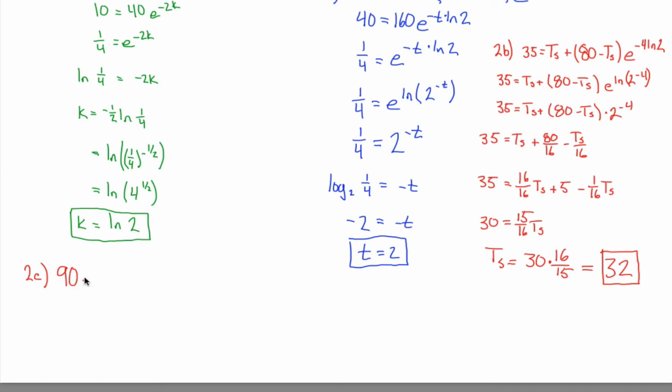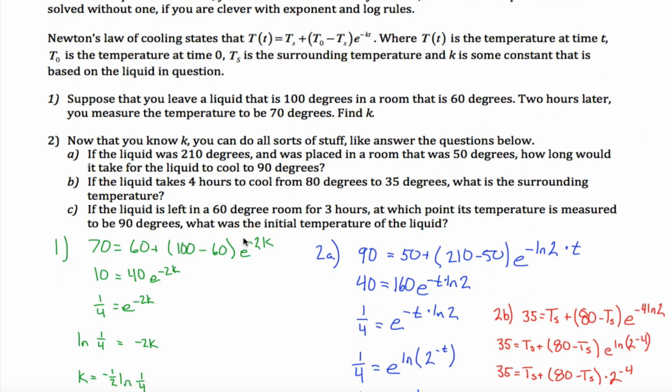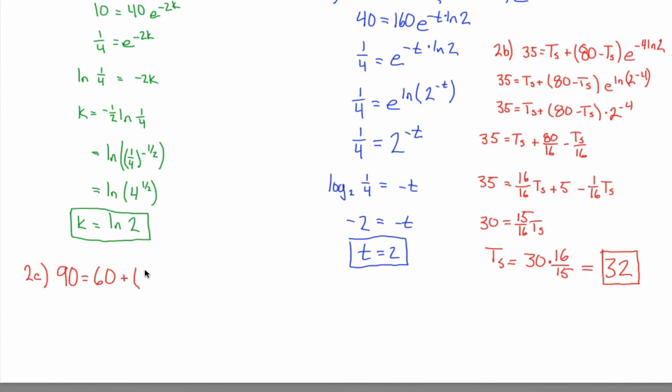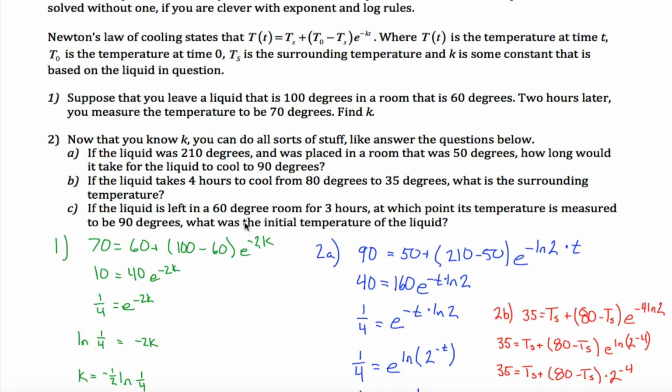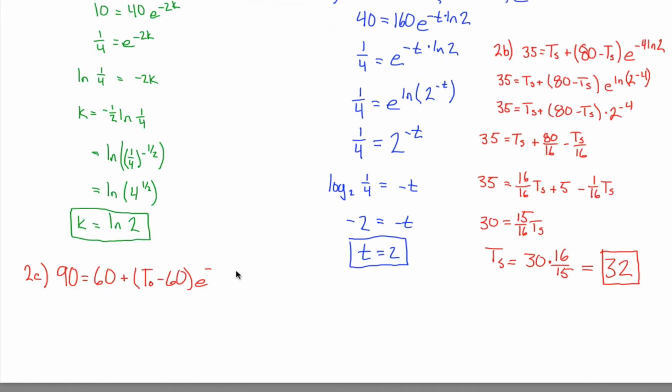So 90 equals the surrounding temperature was 60 plus, what was the initial temperature of the liquid? T naught. I don't know T naught. It's not given to me. That's what I'm asked for. Okay, leave it as T naught. T naught minus 60 times e raised up to the negative k natural log of 2 times t, but t is 3 in this case. So I'm going to write negative 3 natural log of 2.